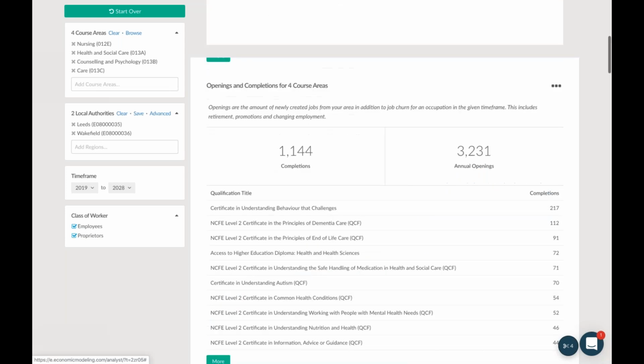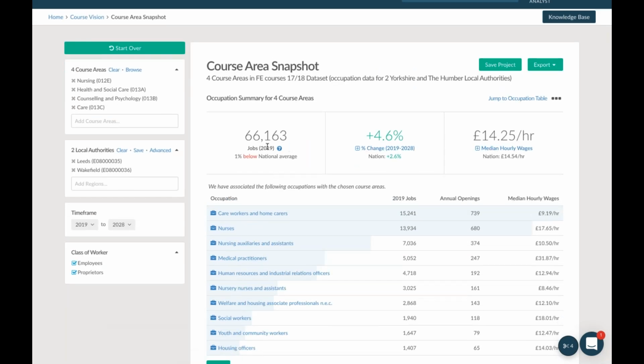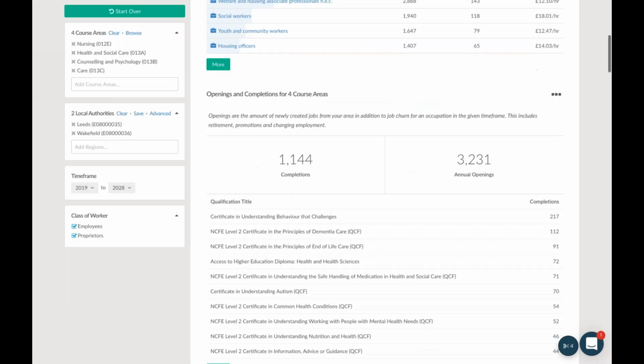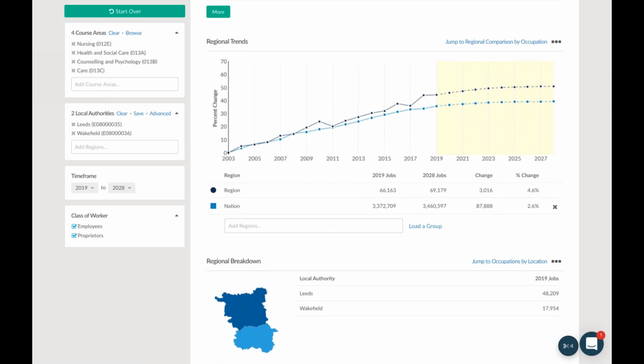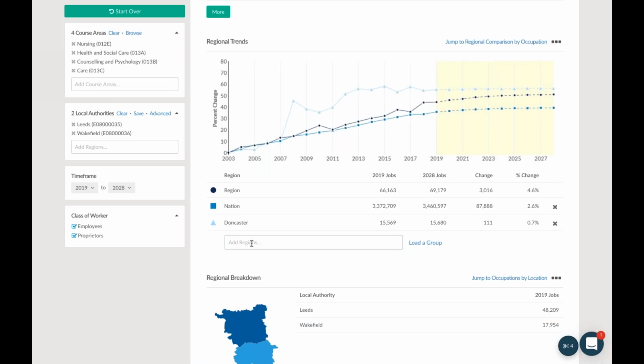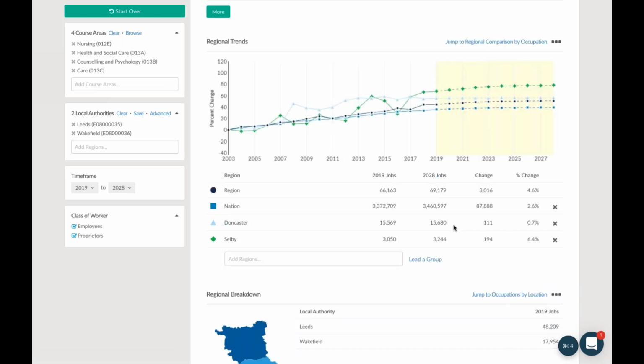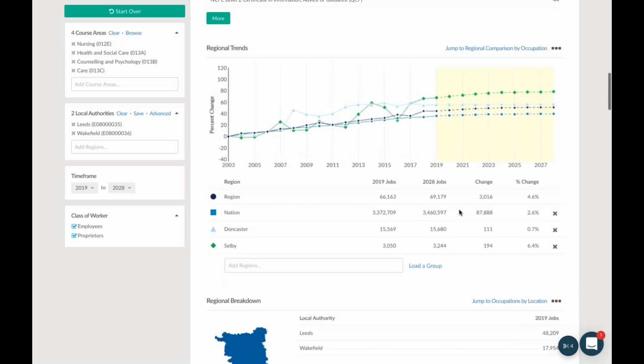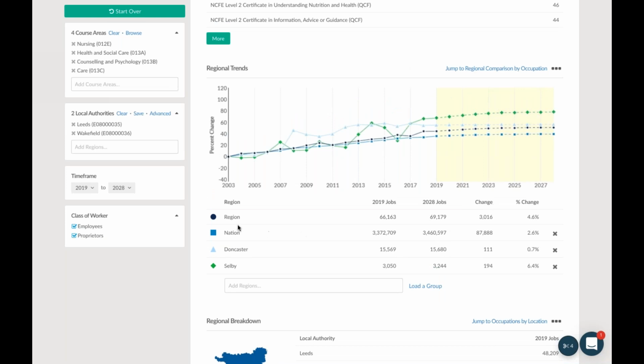If we flick back up to the top for a second, we'll see that that's changed the job projections quite significantly. Just to skip back down here, we've got Leeds and Wakefield. What you can now do is start typing other areas. So if we pick Doncaster, we could put these areas back in that we've just deselected, but we're doing them on this tool so that you can map and overlay the specific regional trends for those areas. The region is now Leeds and Wakefield, because those are the two areas that we've selected. We've got the national average, but then we've also got Doncaster and Selby on there as well.